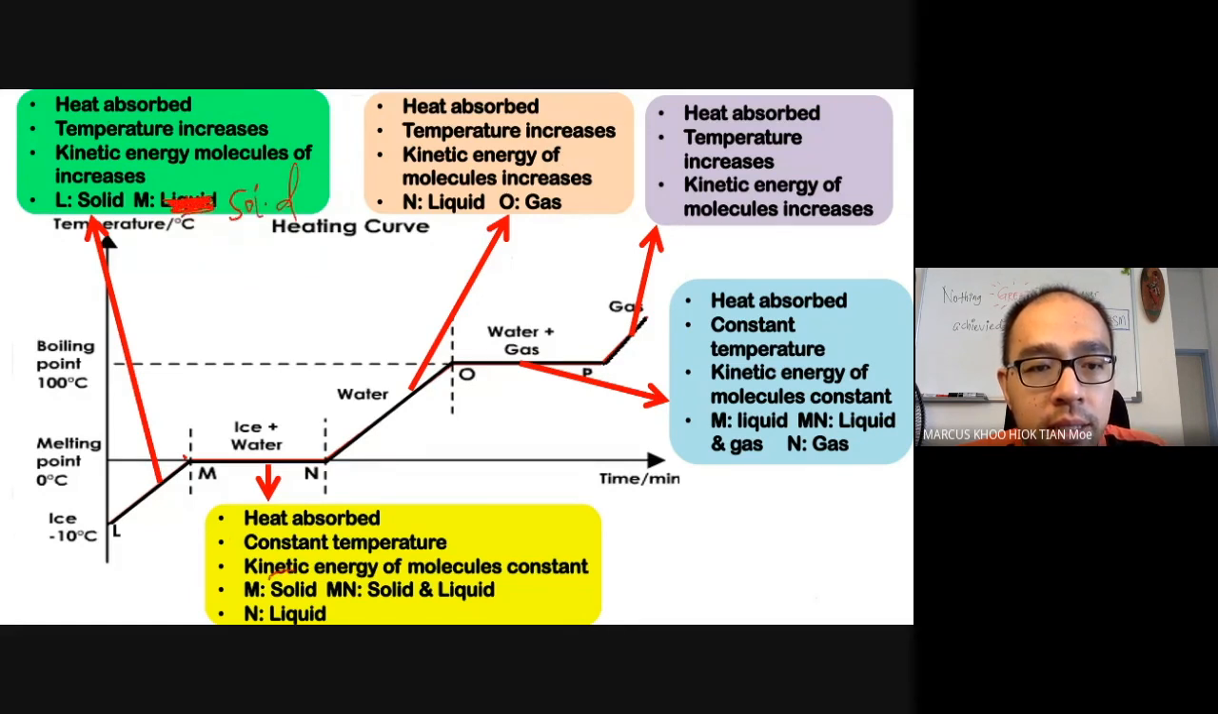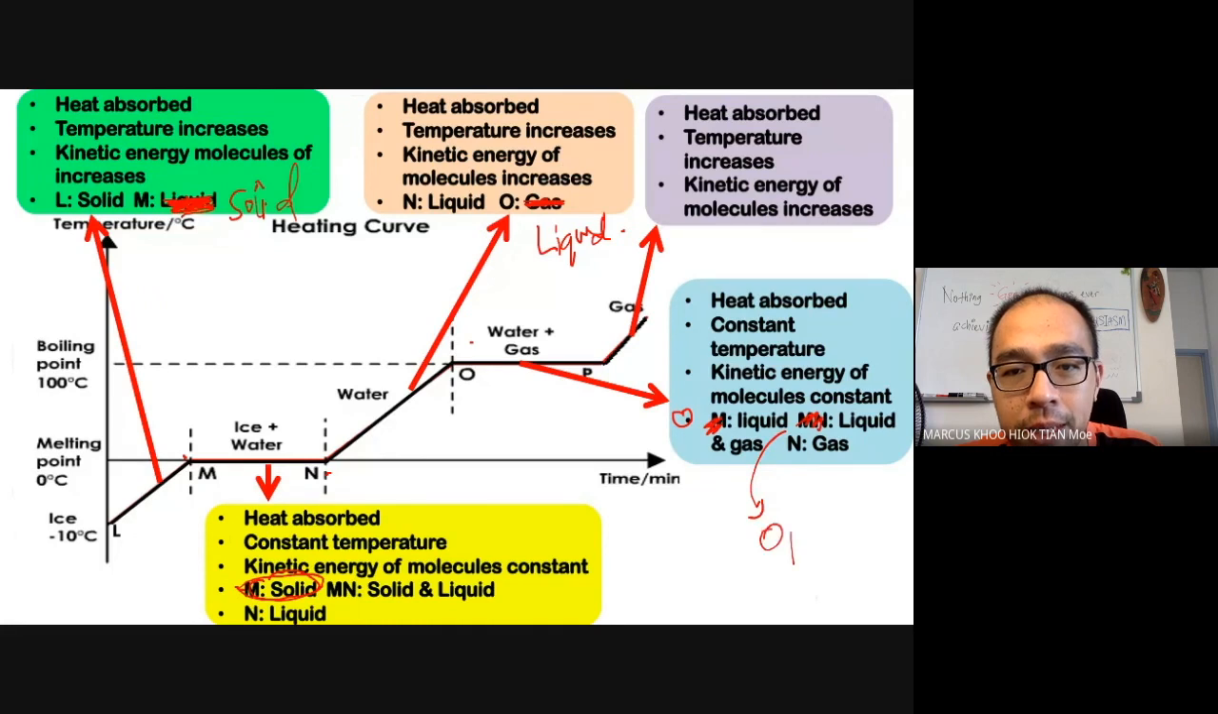Because over here they write solid. Okay, so M is still solid. M to N is solid plus liquid. N is liquid. O is also liquid. Okay, this is O. This is OP. Liquid plus gas, and then this is P. Okay, sorry for the mistake.